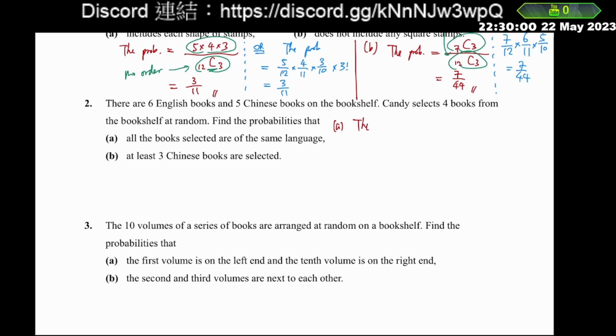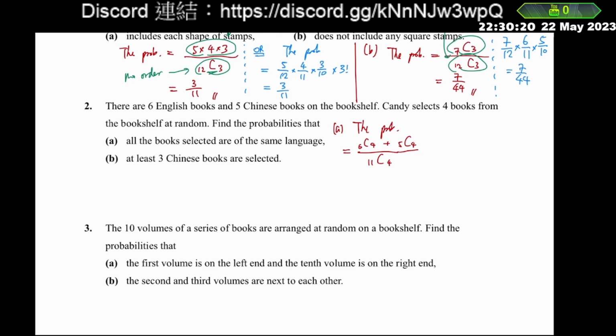So the probability will then be, Candy selects 4, therefore we select 4 for the denominator. While same language, that means it can be all English or all Chinese, therefore 6C4 plus 5C4. And then this first one is for all English, while this second one is for all Chinese. And then we add them together because it can be either all English or all Chinese, so add for all. And then we press the calculator for the result. So 6C4 plus 5C4, and then over 11C4. And then we have the answer is 2 over 33.